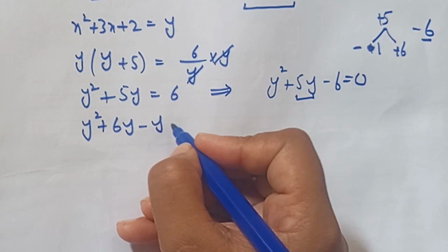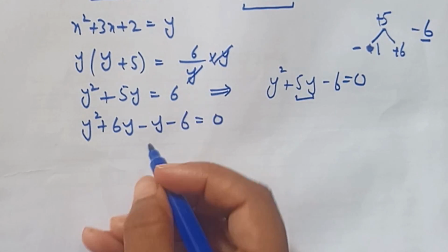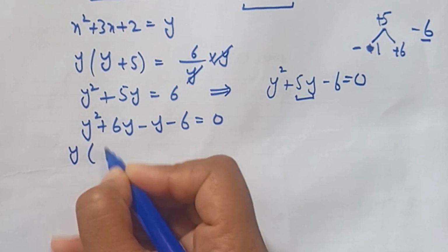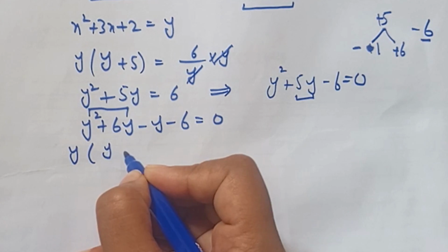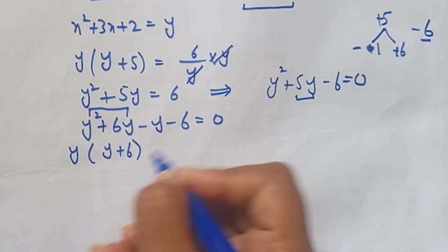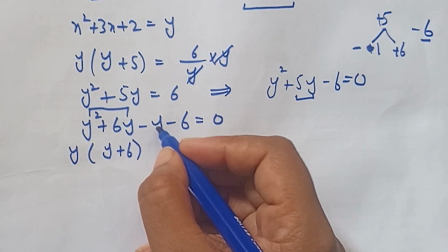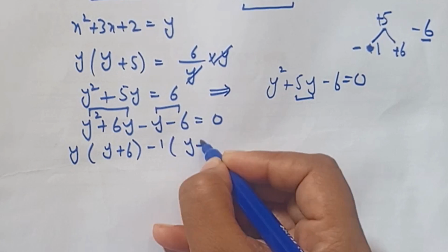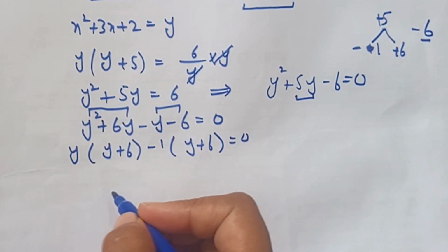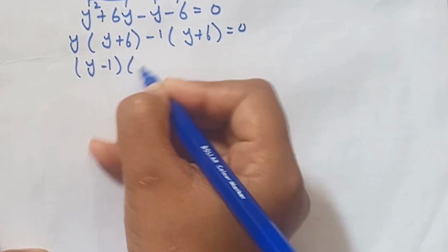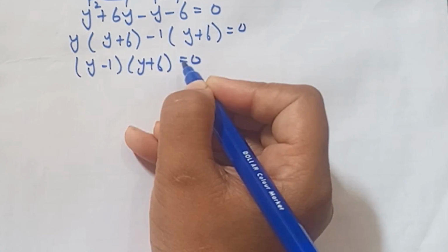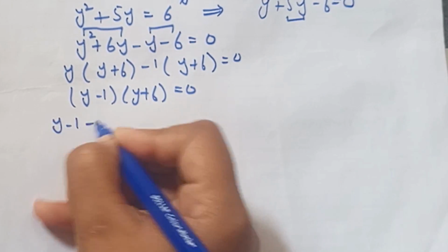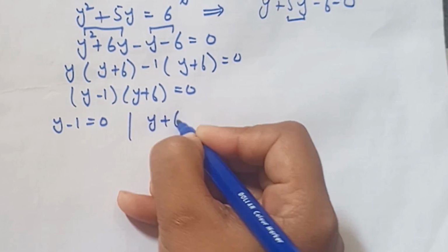And the last term is −6, equal to 0. Now look at the first two terms. y is involved in these two terms. So we factor out y, and then these first two terms will become y(y + 6). And −1 is a common factor in the last two terms. So we factor out −1, and this will become (y + 6), and it's equal to 0. We write this as (y − 1)(y + 6) equals 0. So this implies one of them must be equal to 0. So we write this as y − 1 equals 0, or y + 6 equals 0.